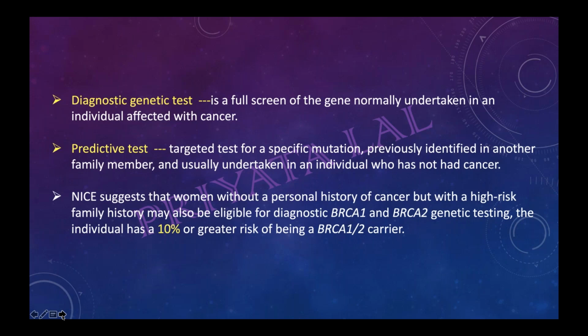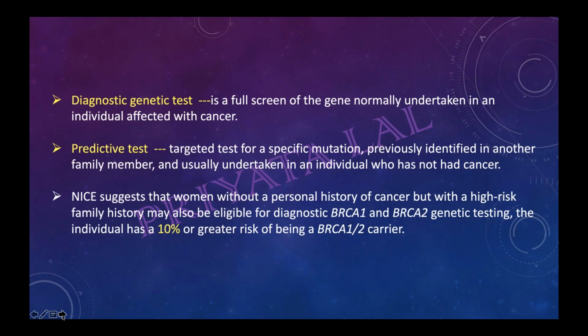For example, one member has a disease, one cancer type, and we are testing the same in another family member who doesn't have that cancer. So that will be predictive testing. That means with this test we are trying to predict whether this person has a probability of having cancer or not. I have seen questions on this as well, and this is usually asked by the role player in the Part 3 exam also. So this is important to learn.